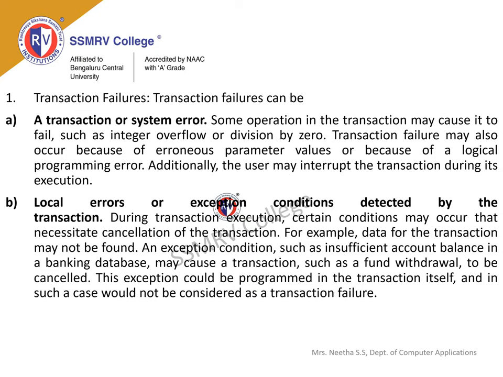Next, what are local errors or exception conditions detected by the transaction? Local errors mean that during transaction execution, certain conditions may occur that necessarily cancel the transaction. Consider one example: when you are doing the transaction, there is not enough amount found in your account. You have an insufficient account balance. So you can abort the transaction because there is no proper fund. This exception could be programmed in the transaction itself, and in such a case it would not be considered a transaction failure. So here, these are exception conditions detected by the transaction itself.